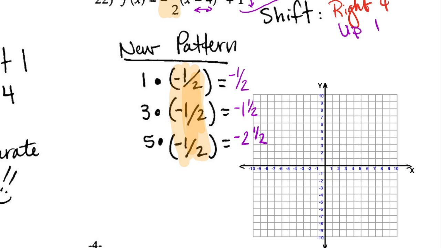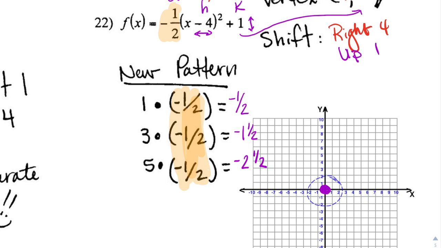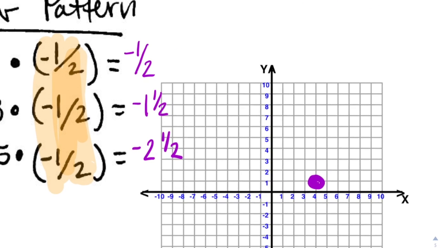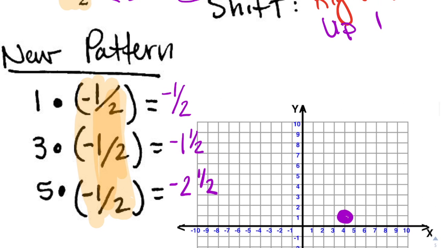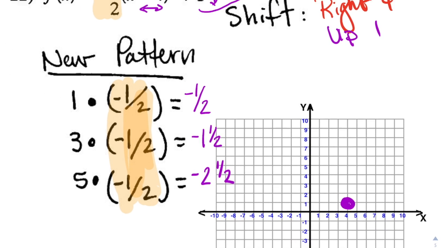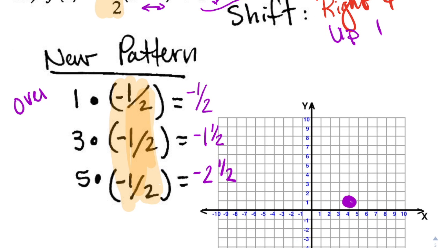So I'm going to start with my normal vertex at 0, 0. I'm going to grab my scissors, and my transformation is go to the right 4 and up 1. So go to the right 4, 1, 2, 3, 4, and up 1. So there's my new vertex. Now graphing, I'm still going over 1. The over 1 part of our pattern doesn't change. Maybe I'll just write this over here. Over 1. That doesn't change.